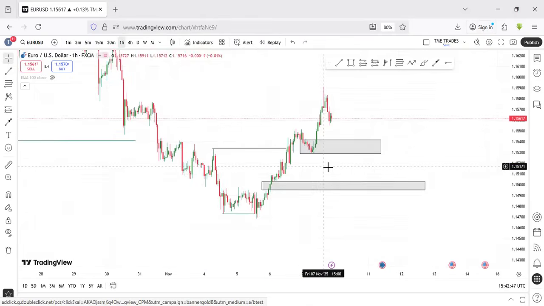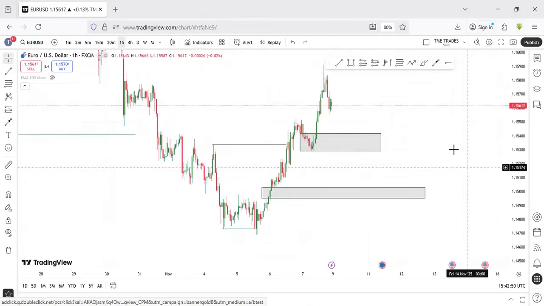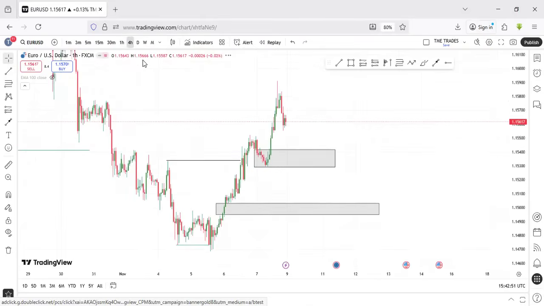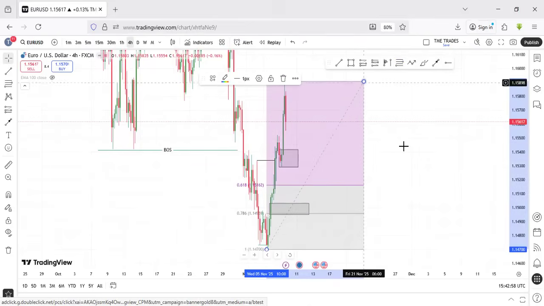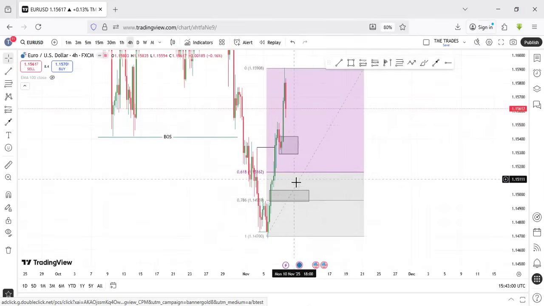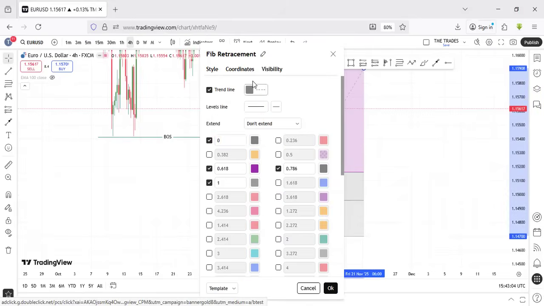And considering what we are seeing at this particular place, if we go to 4 hours and take our Fibonacci level from here to this particular place, that place also aligns with our discount level.